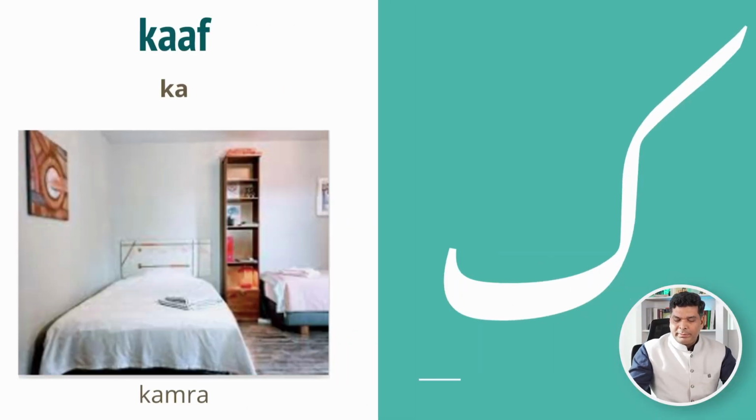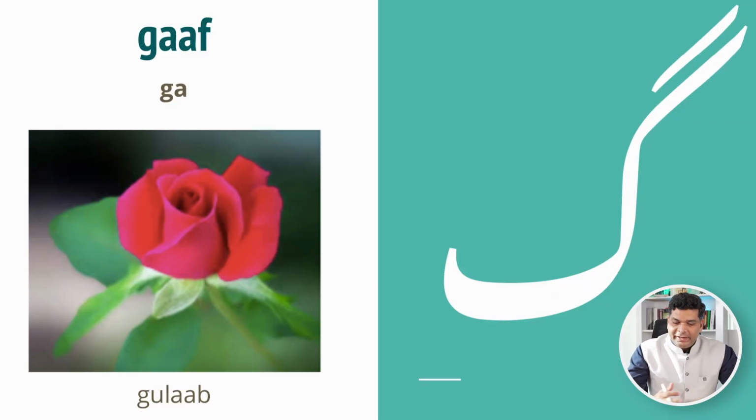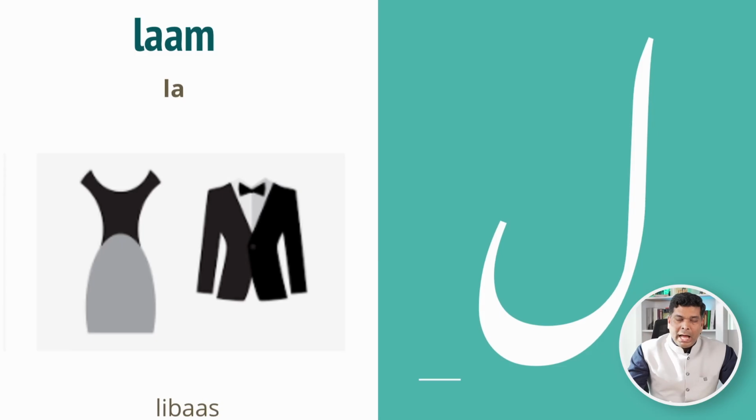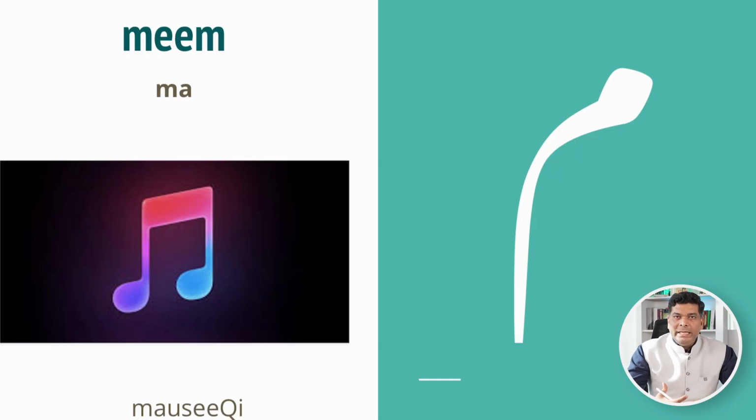We have a couple of other letters. For example, kaf. You see here, this one, kaf. Kaf gives you a k sound. Kamra would come from kaf. You would have gaf, which is a variation on kaf, but it gives you a g sound. For example, gulab comes from gaf. We will have lam, which gives us an l sound. For example, libas comes from lam. You have mim, which gives you an m sound. You will have masjid, which comes from mim.